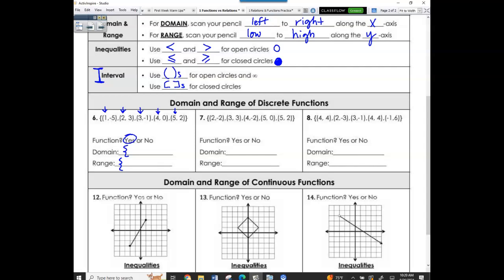What are your X values? 1, 2, 3, 4, 5. Range, trying to go in order. What's the smallest range value? Next. Next. Next. Next. Nice. Please try 7 and 8 right now.